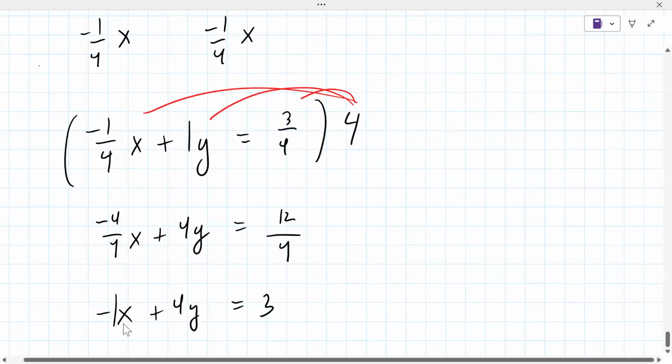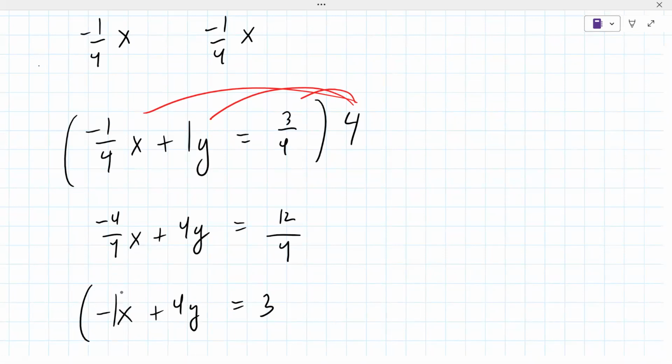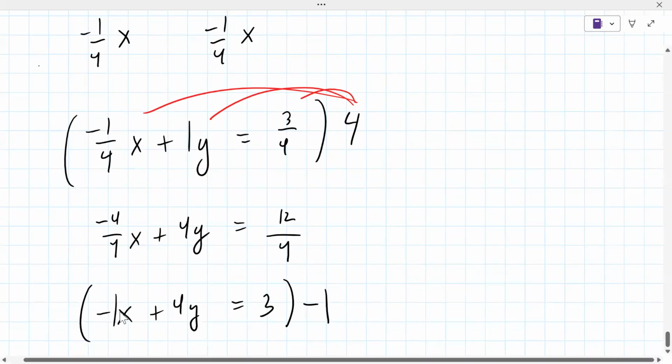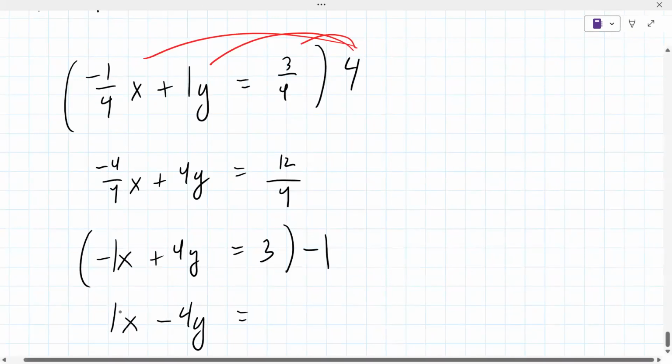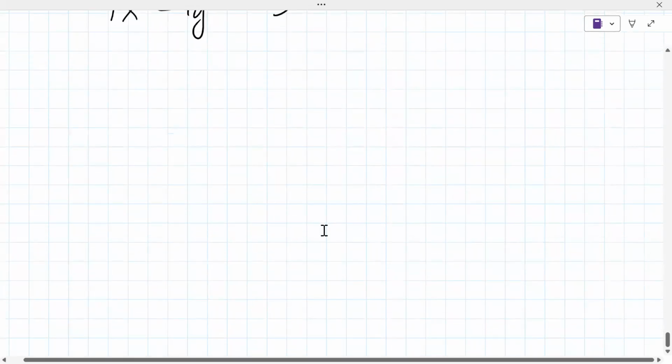But this is still not in standard form because the leading coefficient has to be positive. So you multiply everything by negative 1. So this becomes 1x minus 4y equals negative 3. Notice you could have multiplied by negative 4 back here because you want to get rid of the negative, or you can wait to do it. Doesn't matter.